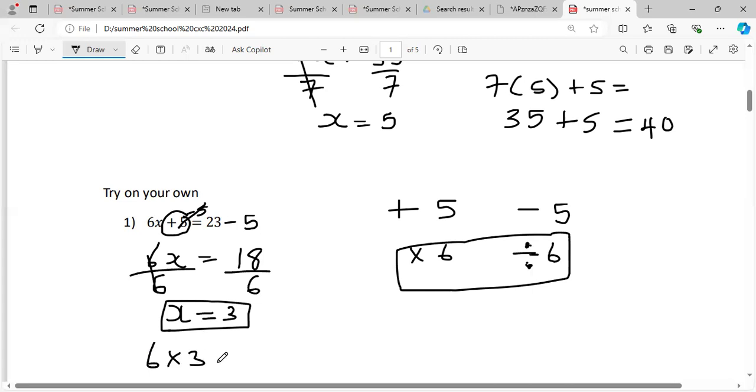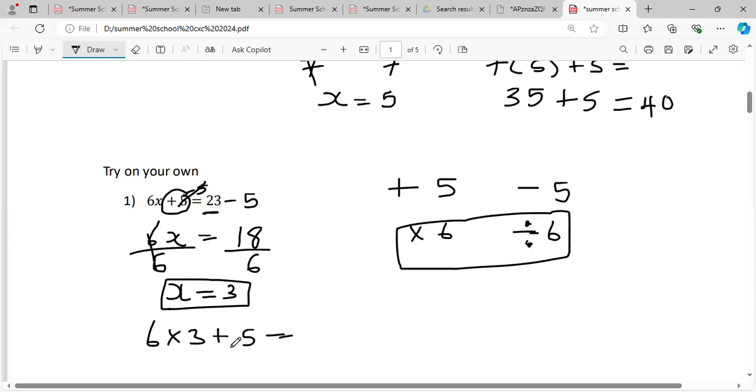So that means when we say 6 threes and we add 5, we're supposed to get this number right here, which is 23. So let's see if we can get the 23. 6 threes is 18, plus the 5. 18 plus 5, 23.